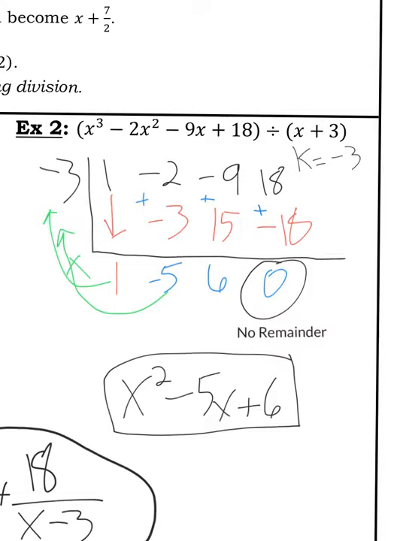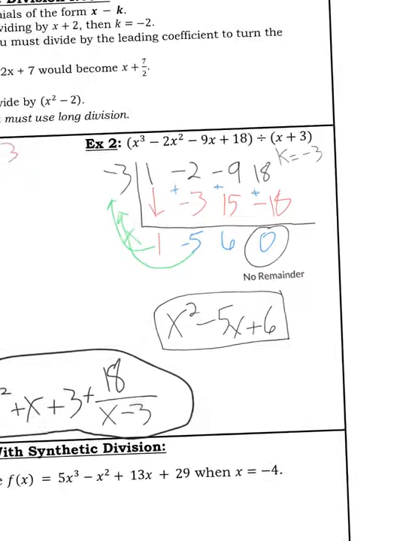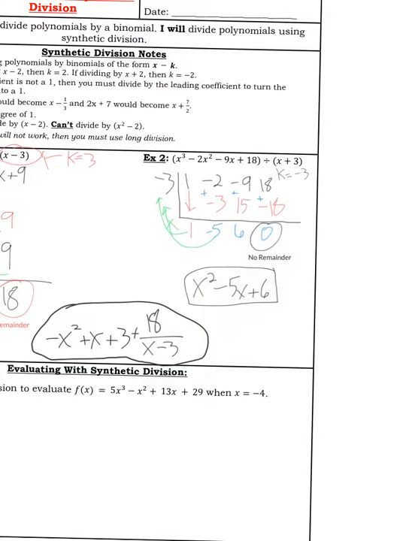The last number is always going to be the remainder. And then, like I said, it's just going to go down by a power. So you had x to the third, so my answer is going to start with x to the second. So I have x squared minus 5x plus 6. Final answer. That's it. Okay? Took me about a minute to do. So, yeah, it's pretty quick once you get the hang of it.